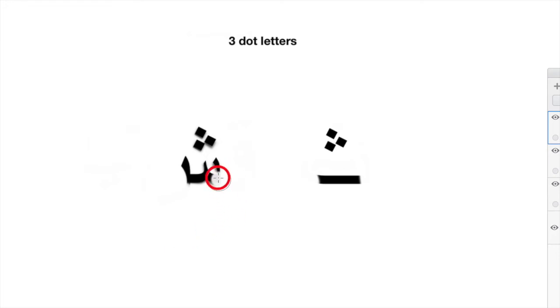So given that the W is still there and the 3 dots are still there, this would tell me that this letter is a sheen, whereas this with the flat line, or even if there was no line but it would indicate a flatness, would give me a tha. Sheen, tha.